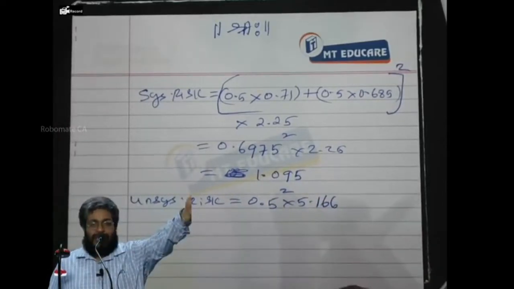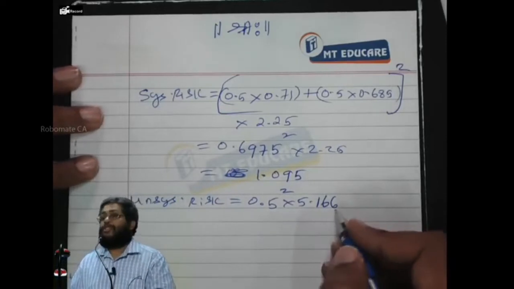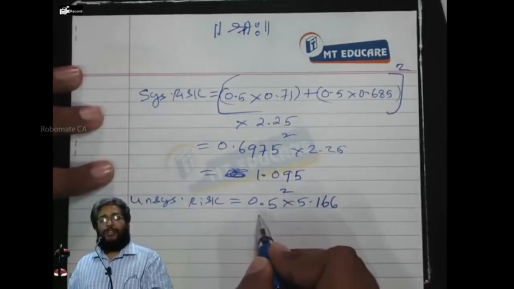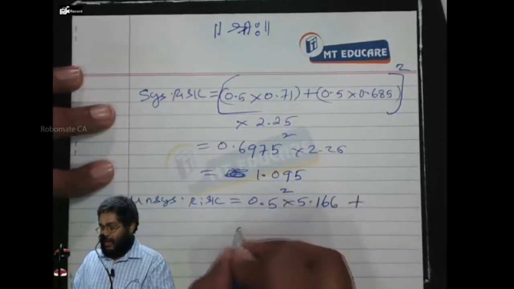Step 1, go and see. I found the unsystematic risk of X, or not? 5.166. Don't square it. That itself is the unsystematic risk. So the proportion of the security squared into the unsystematic risk, plus next is what?